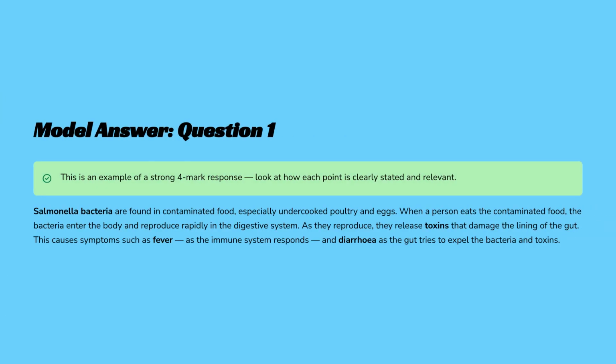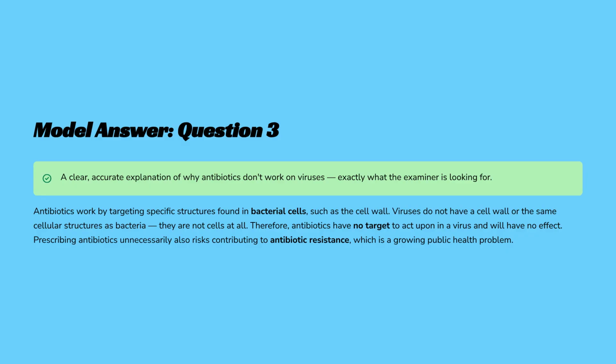For question 1, a model answer explains that Salmonella is found in contaminated food, like undercooked poultry. Once inside, bacteria multiply and release toxins that cause symptoms like fever and diarrhea as the body works to expel them. For question 3, remember that antibiotics target bacterial structures, such as the cell wall. Viruses lack these structures and are not even cells, so antibiotics have no target. Prescribing them for viruses is ineffective and contributes to resistance.